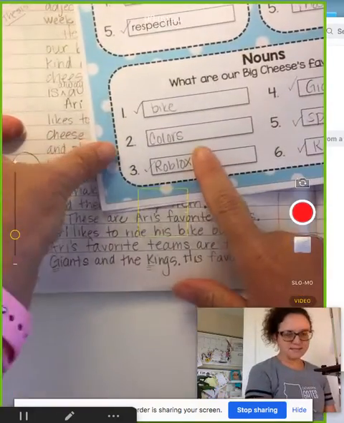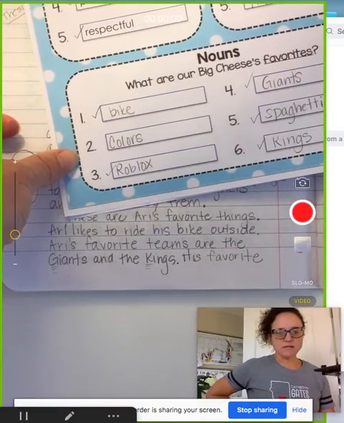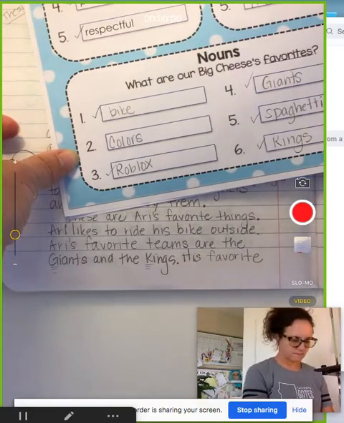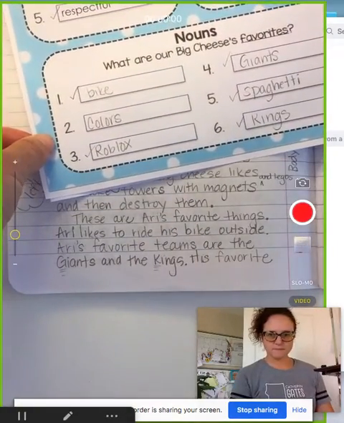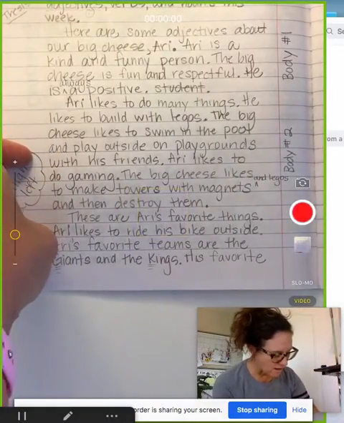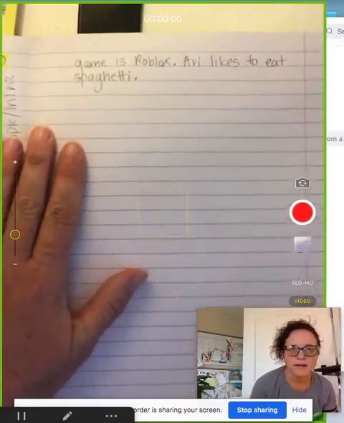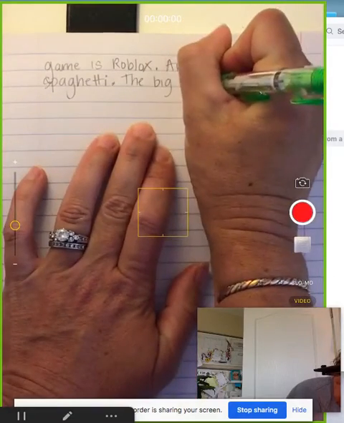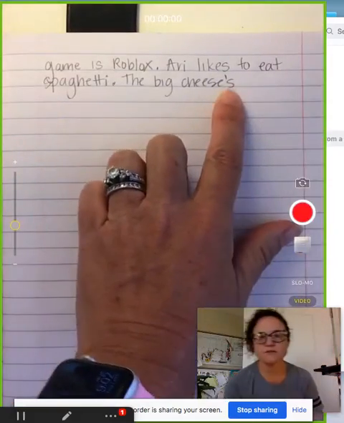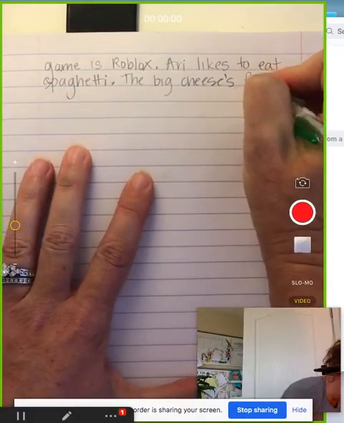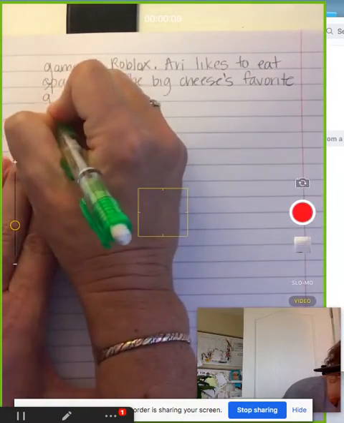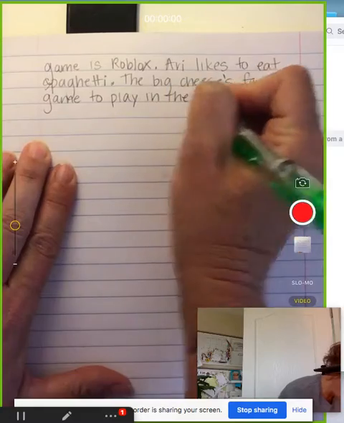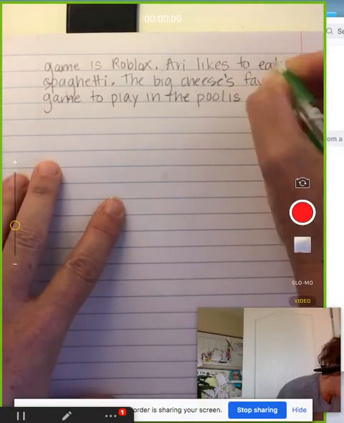Okay, who can give us one last sentence to tell about the fact that Ari likes to play colors in the pool? Gabby? The Big Cheese's favorite game in the pool is colors. Let's do it. Okay, so Valentina, you're writing Ari's favorite teams are the Giants and the Kings. And we're going to write the Big Cheese. We have to have an apostrophe S because this is going to belong to him. His favorite game to play in the pool is colors.